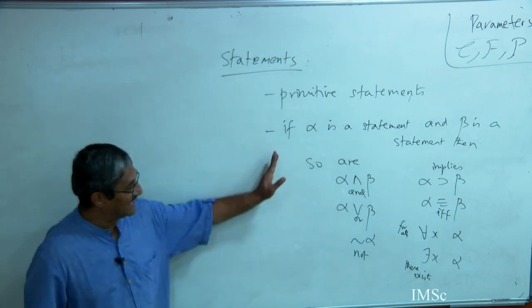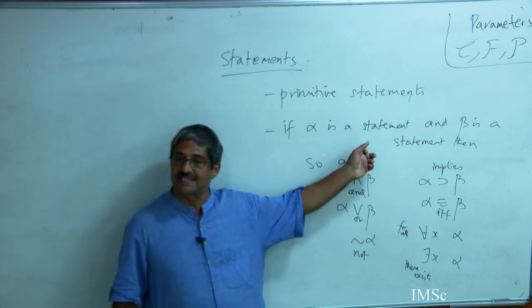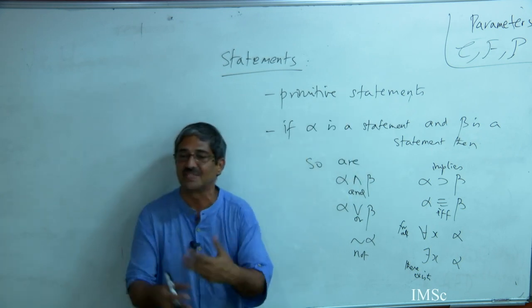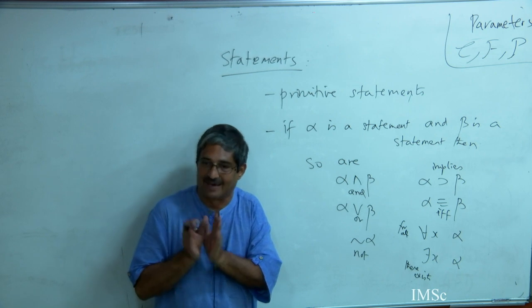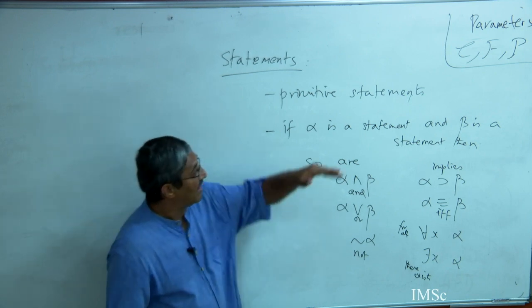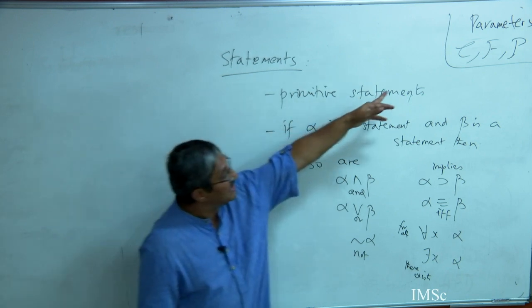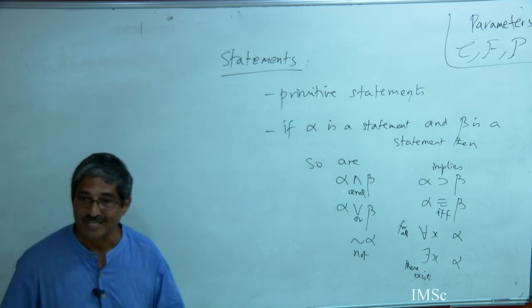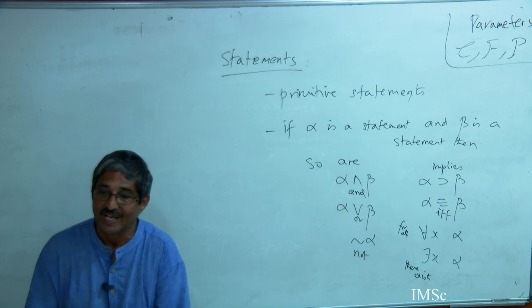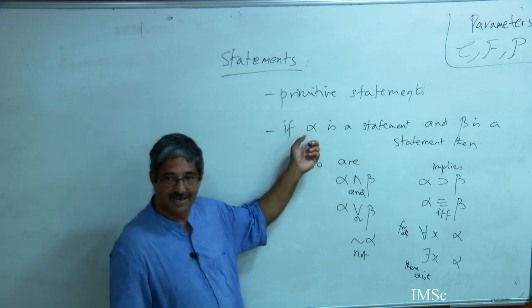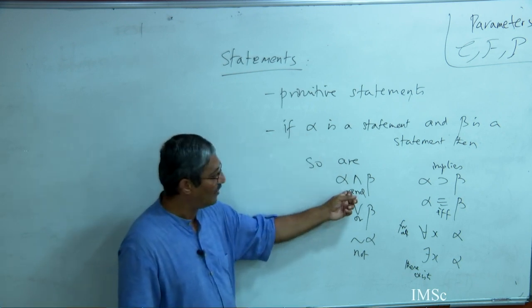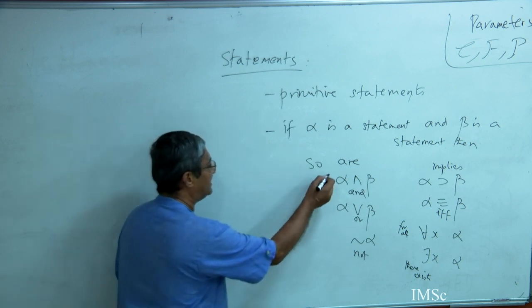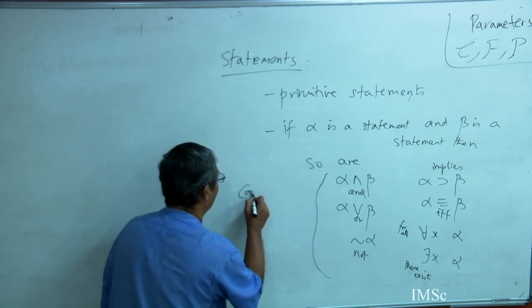So, what is this saying? If you already give me some primitive statements, they will give you some bunch of statements. As I said, we don't know what they are, but for now, you will be using the parameters in the primitive statements. Once you have some bunch of primitive statements, you can combine them to make compound statements. So, these things you can call compound statements.